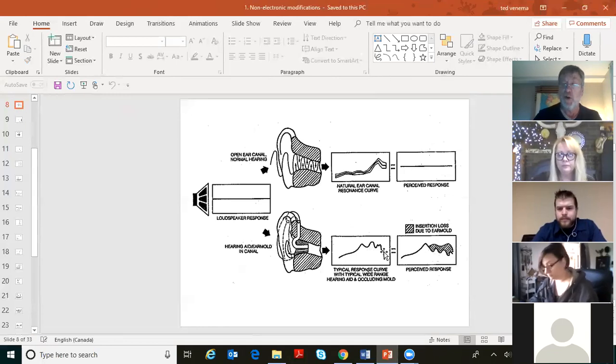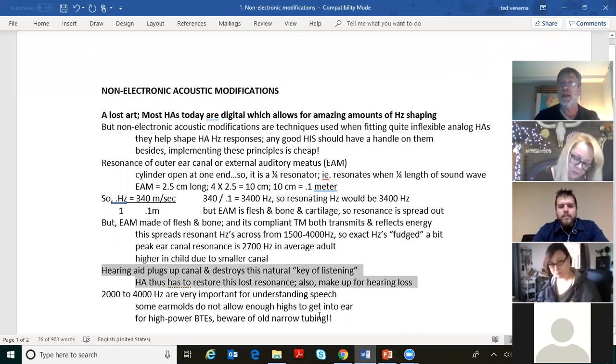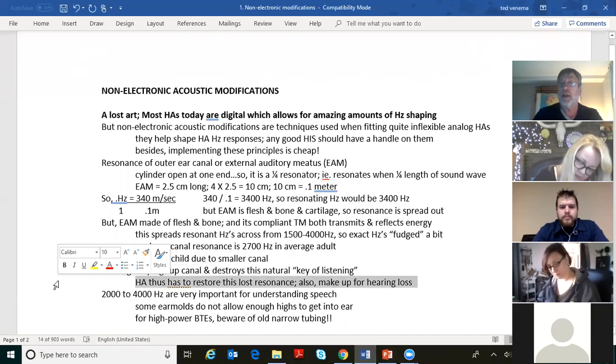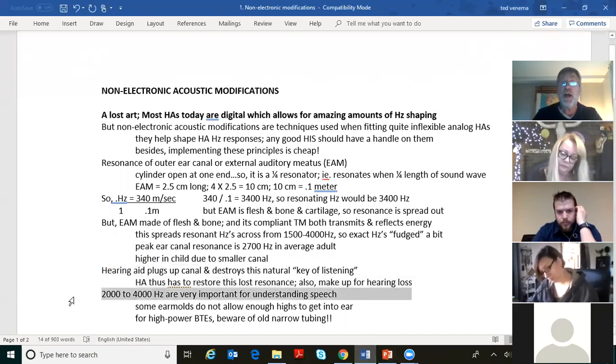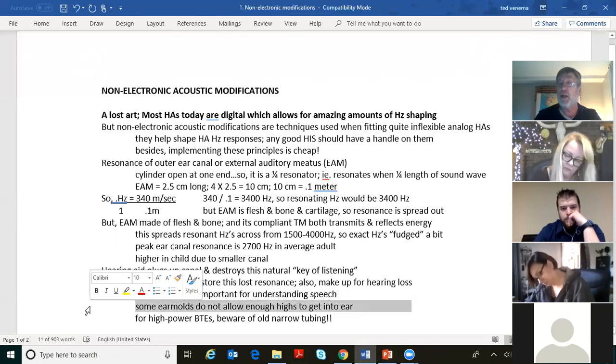Okay? So, essentially, that's what this whole first paragraph is talking about. Hearing aids plug up a canal and destroy that natural ear canal resonance. And so the hearing aid has to restore that, add gain to bring it back, but also make up for the hearing loss. So 2,000 to 4,000 hertz are very important for understanding speech. And some ear molds don't allow enough highs to get into the ear.